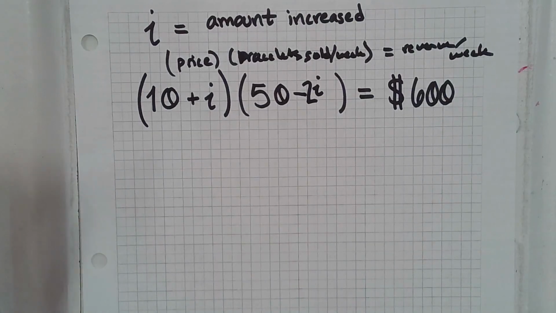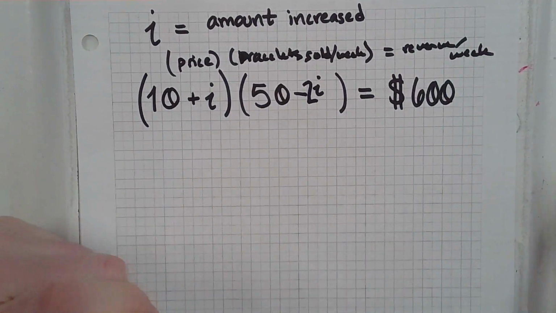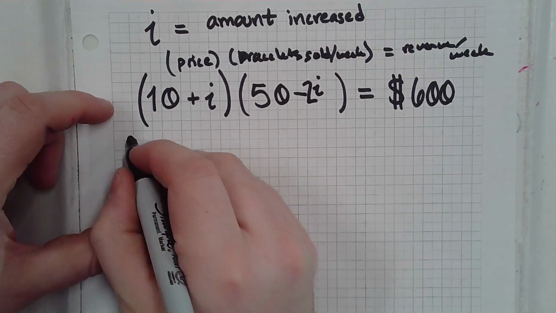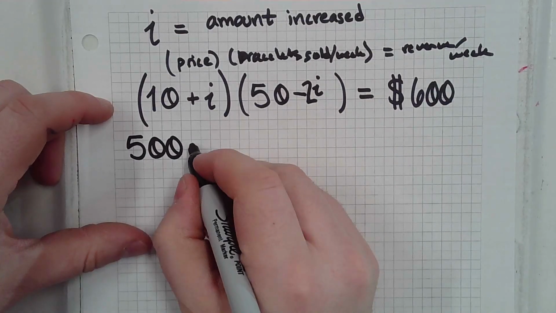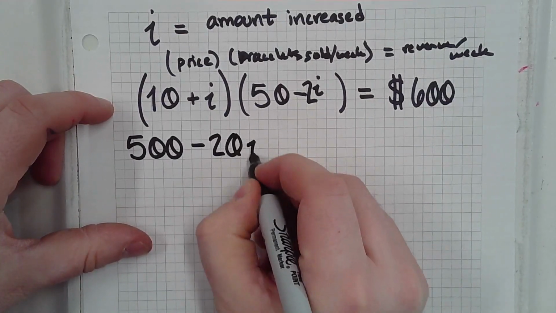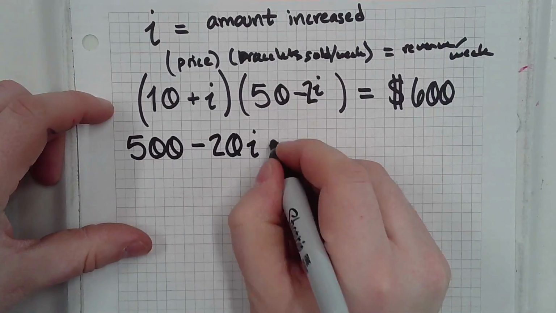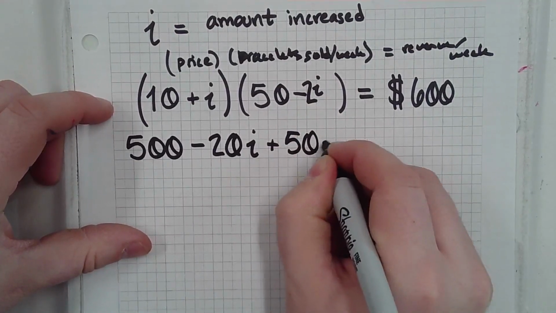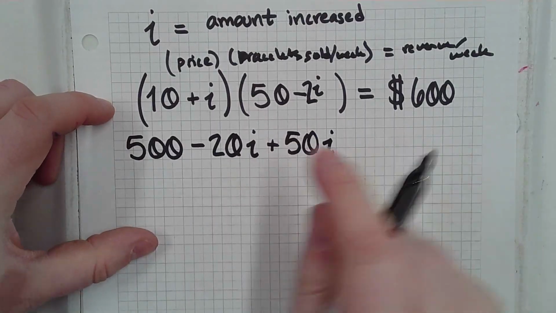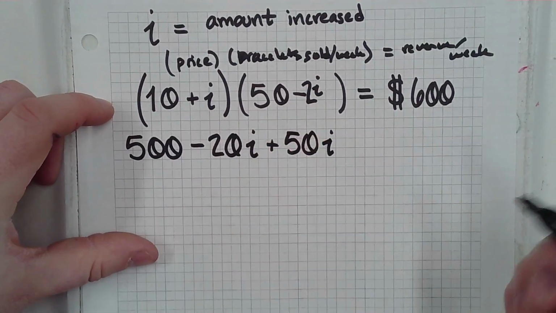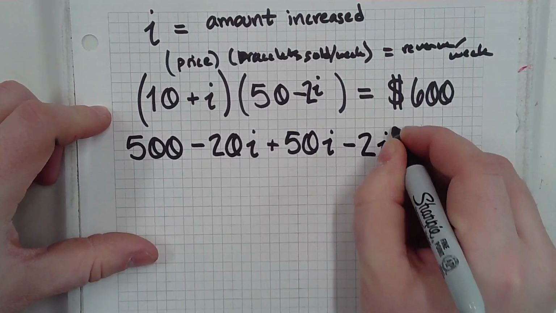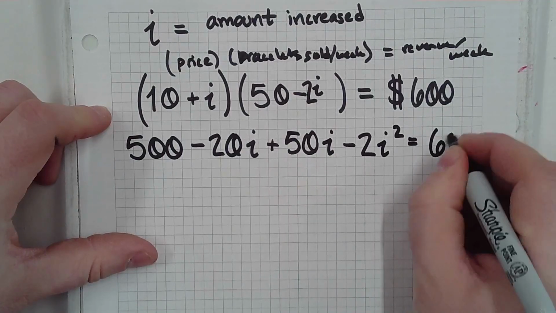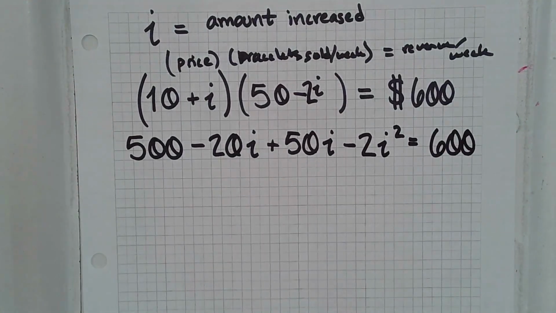So now we solve, and if we distribute, we're going to get a quadratic, right? So 10 times 50 is 500. And 10 times negative 2i is negative 20i. And of course, 50 times i is going to get us plus 50i. When we do i times negative 2i, we'll end up with negative 2i squared. And of course, this needs to equal $600.